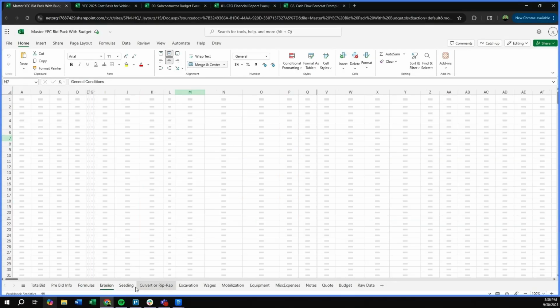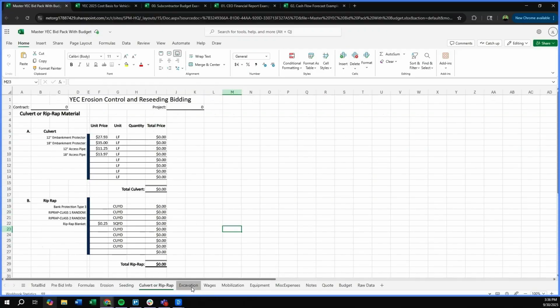That's the foundation. Step 2, those cost codes can't just sit in accounting. They have to be connected directly into the bidding process. Every single piece of work, erosion control, seeding, culverts, riprap, excavation, has a line item in the estimate that ties back to budgeted costs. That way, when you win the job, the budget is already aligned with the actuals. Most subcontractors never do this, which is why they can't see problems until it's too late.